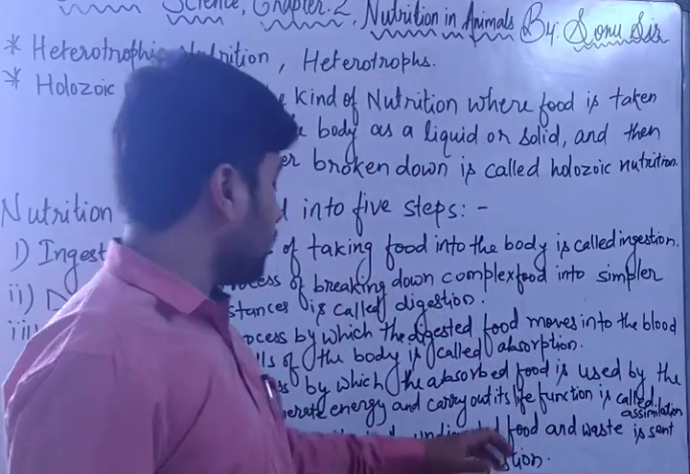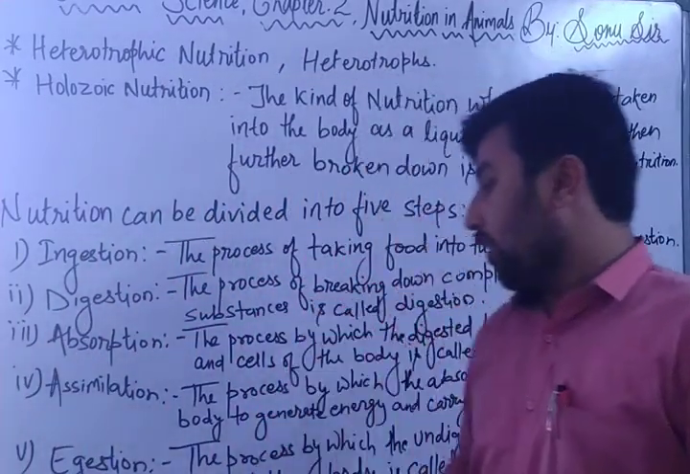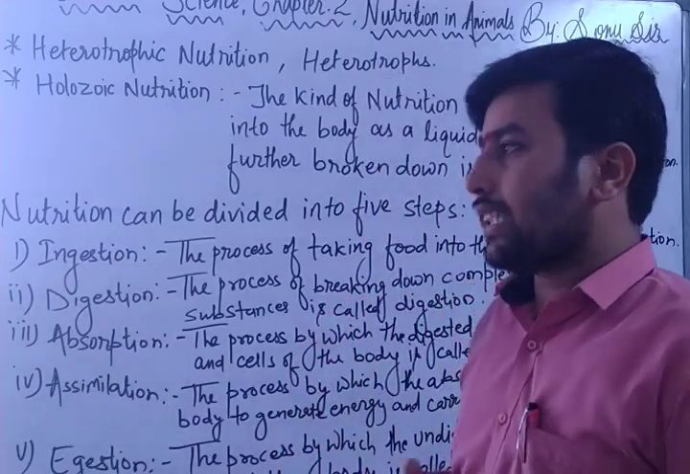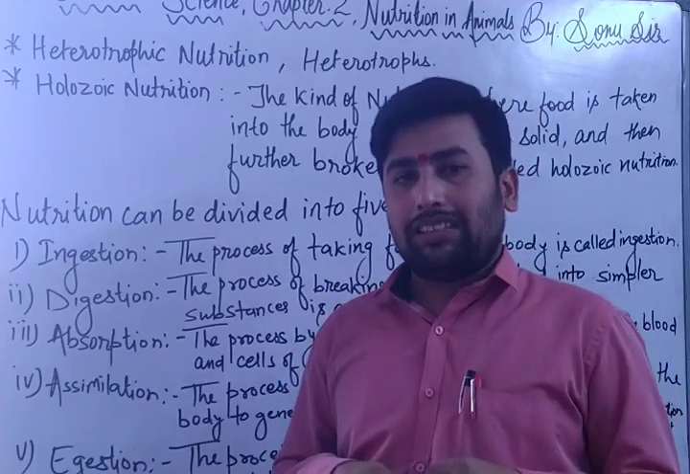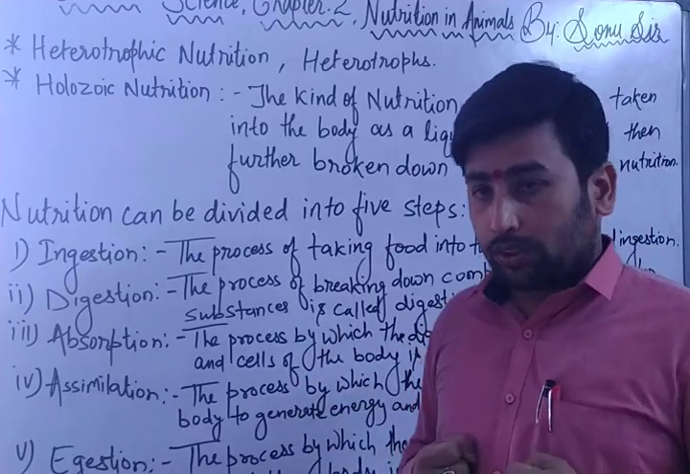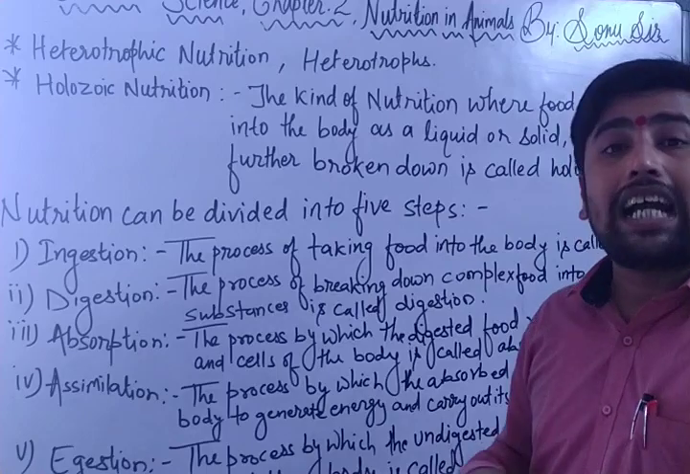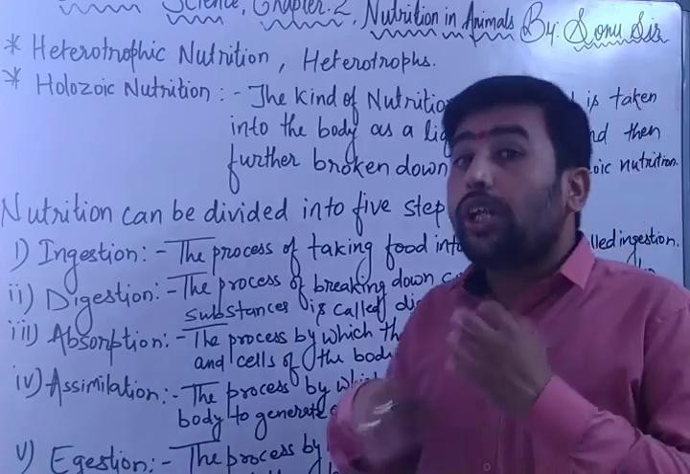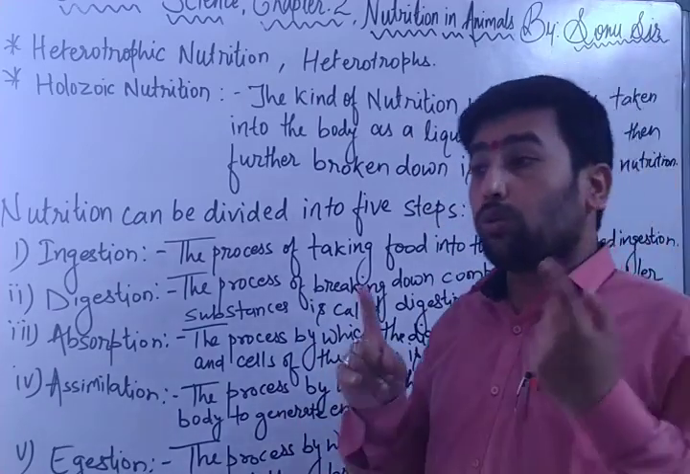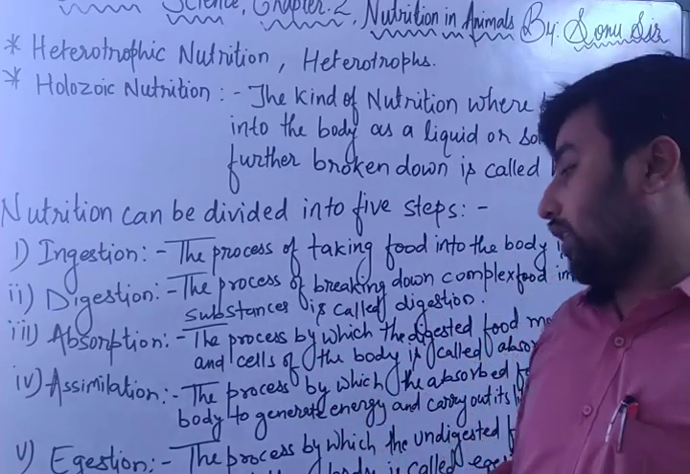And the last point, the process by which undigested food or waste material is removed from the body is called egestion. You can just say that after eating, after ingestion, digestion happens. After digestion, absorption. After absorption, assimilation. Now some of the undigested food remains, the nutrition has been absorbed, and the waste material is sent out of the body. So this waste material is removed from our body, and that process is called egestion.